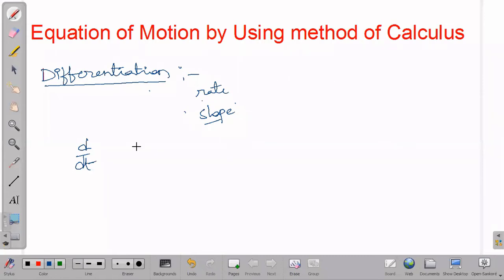If you do d by dt of something, we get the differentiation. This is a mathematical tool. So simply, differentiation is nothing but a mathematical tool. What exactly does mathematical tool mean? Let me give you one example.